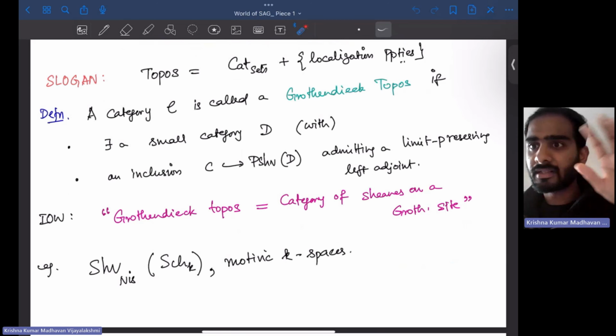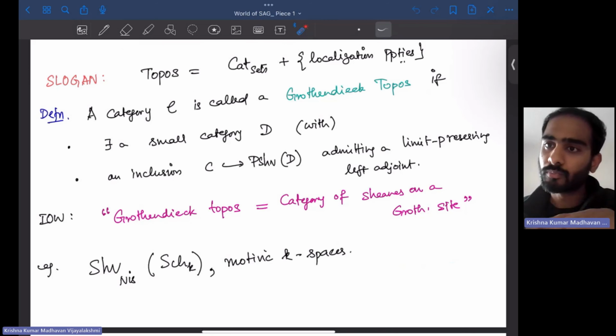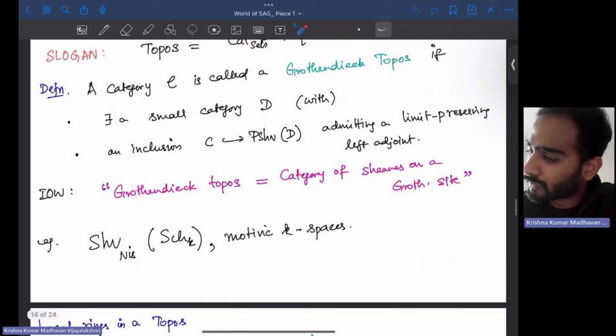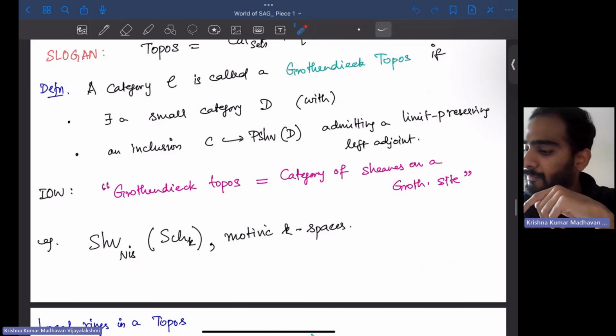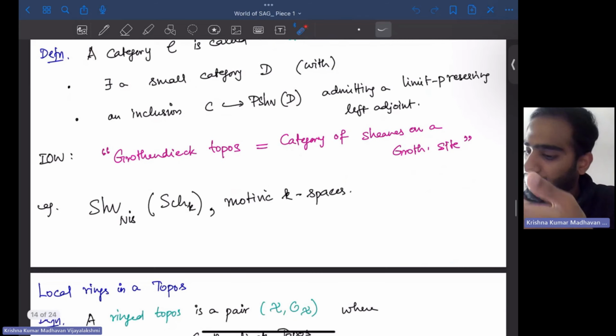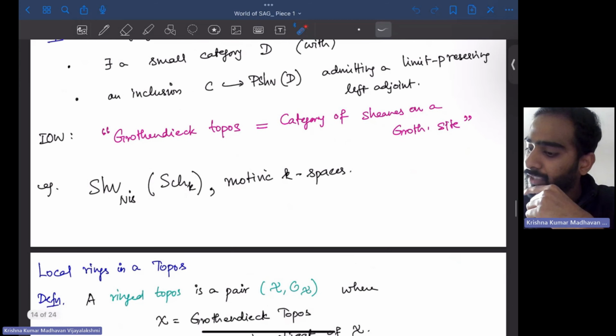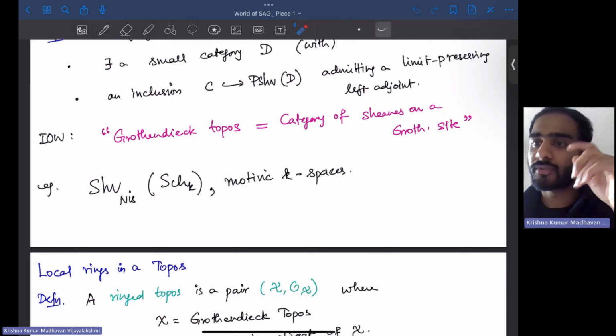There are several equivalent definitions, but I just picked the one which is more convenient to put in this frame. So C is a Grothendieck topos if there exists a small category D, and an inclusion of C into the presheaf category of D. And of course this inclusion has to preserve limits. In other words, a Grothendieck topos can be loosely considered as a category of sheaves on a Grothendieck site.